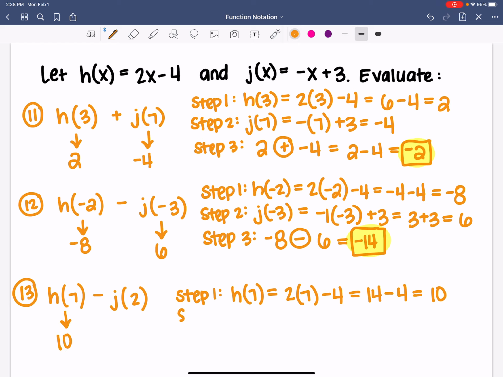Now step 2, we're going to find j of 2. So for j of 2, we're looking at j of x, and we're going to plug in 2 for x. So negative 2 plus 3. Negative 2 plus 3 is 1. So j of 2 is 1. And finally, step 3 is to subtract those two numbers. So 10 minus 1 is 9.